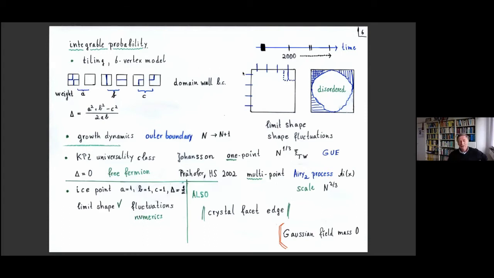So what you have is a square, and you want to tile it. You have a domain which you want to tile, which I just draw like a little box here, and you have six tiles. This is the six vertex model, and you have a tile with a cross, then a tile with no line whatsoever, a horizontal and a vertical line, and then a little hook. And you give them statistical weights. These have weight a, these b, and these have c.